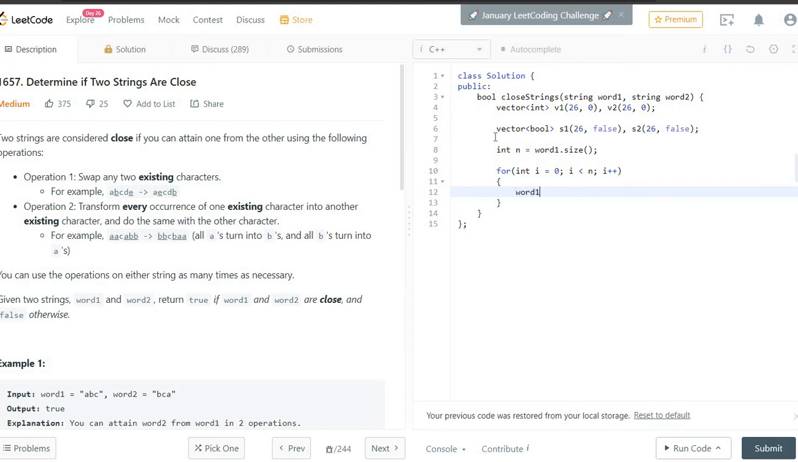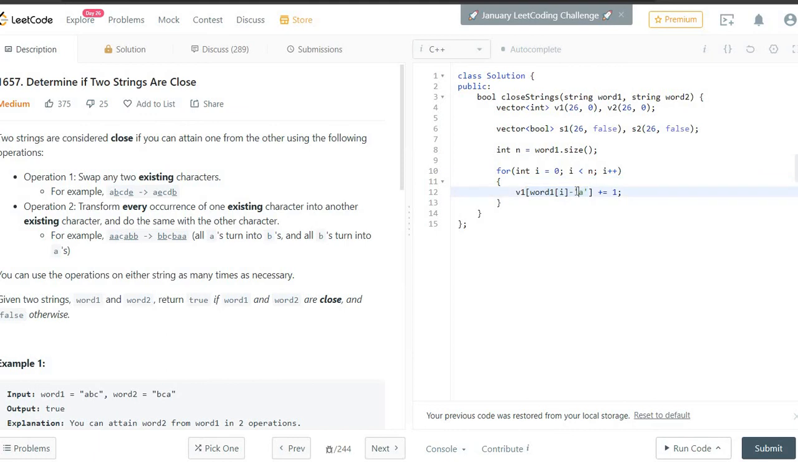Now word1 of I is a character, right? And what I want to do is to include the count of every unique character once I encounter it. It means that v1 of word1, that is this particular character, minus a plus equal to 1. That is, I am increasing the value stored there by 1. And what does this thing mean, word1 of I minus a?